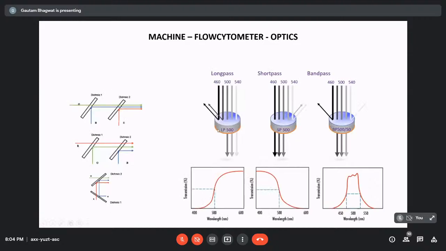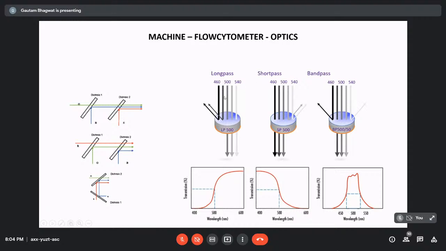For that, we have three kinds of different filters. Either it may be a filter or it may be a mirror. The difference being, filters would let the light pass and absorb the rest. Mirrors would reflect and let the light pass. So not much of a difference. The important thing that I would like to emphasize is that there are three kinds: long pass, short pass and band pass.